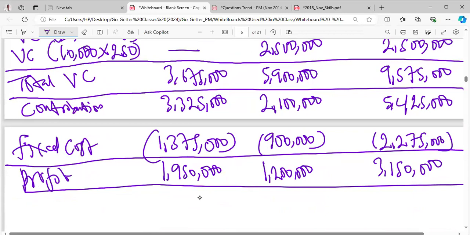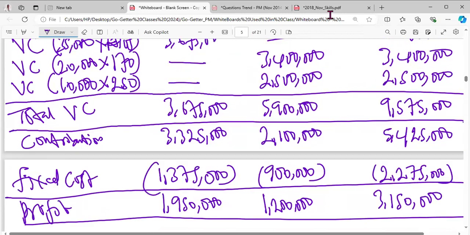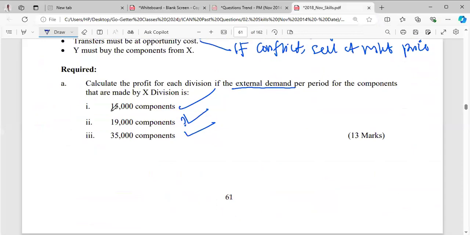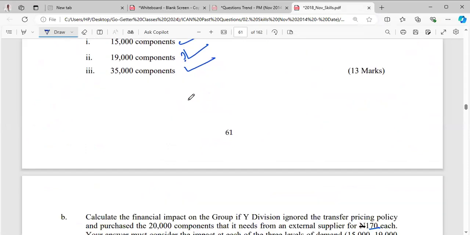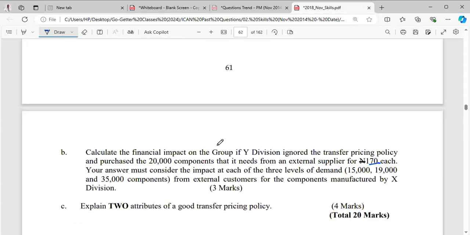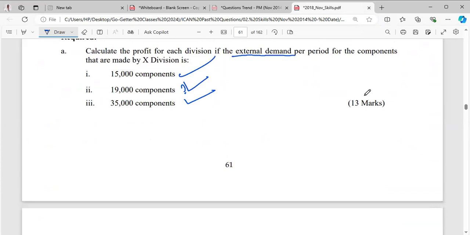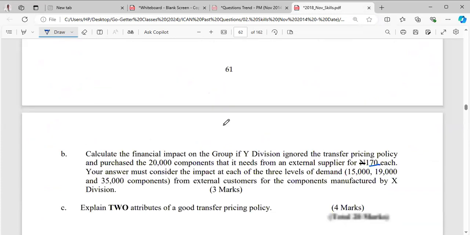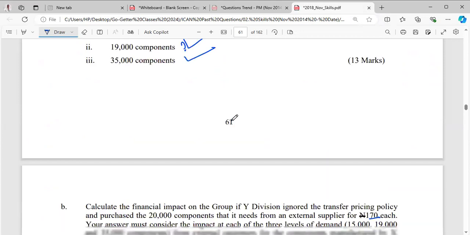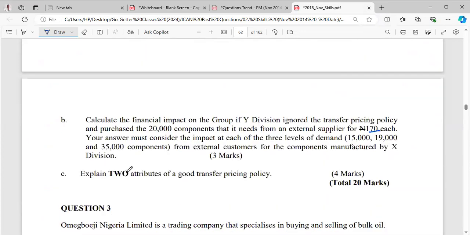So we've seen how all of these things pan out. We have seen how the external demand is being taken care of here when there is opportunity cost. Transfer price is at opportunity cost, right? So this is 13 marks here. This is 3 marks, which is 16. 4 marks: explain the two attributes of a good transfer price. So it means one mark for each of them.